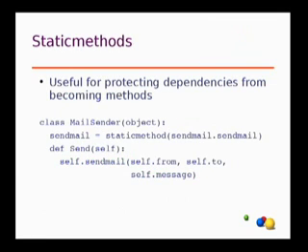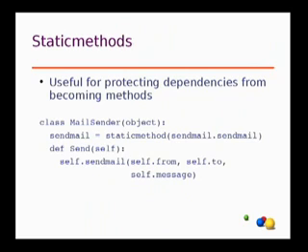So static methods, they're not very useful. The main use is protecting dependencies from becoming methods. When you use dependency injection, as I do here in the example, you don't know what you're actually injecting into your class. If it happens to be a method, or if it happens to be a function or something that does something magical when used as an attribute of a class, this won't do what you want it to do.